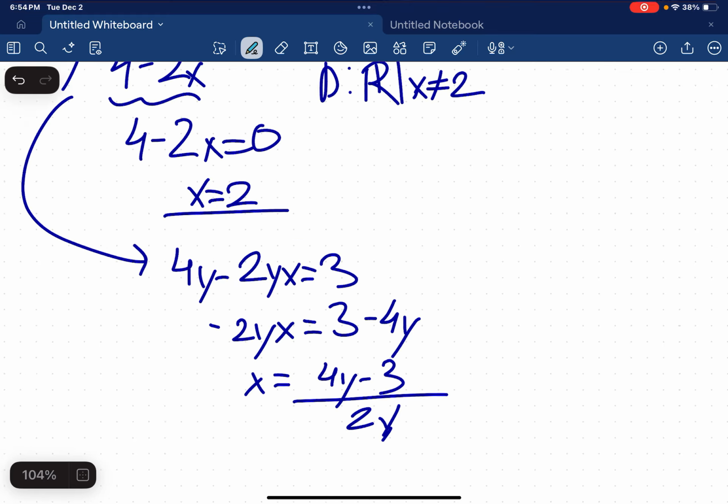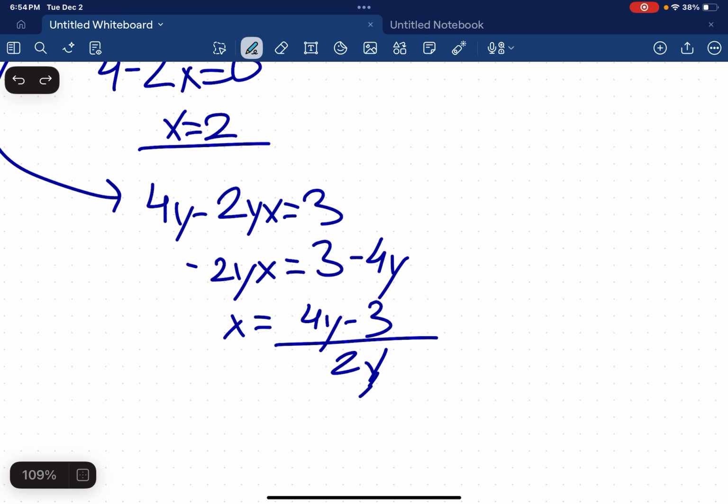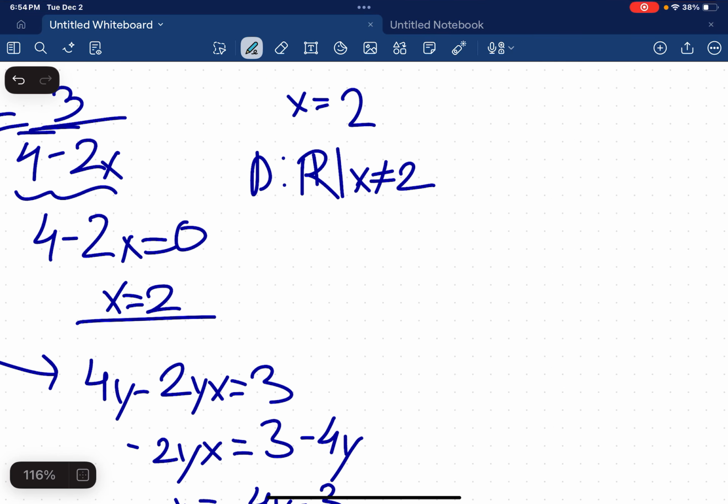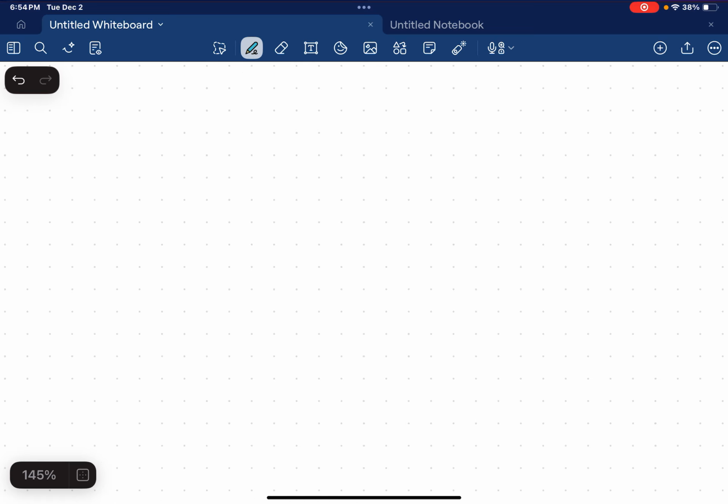And as we said last time with our x, this equation is true for all real numbers for y such that the denominator does not equal 0. And in this case, that means y cannot equal 0. So coming up here, we know our horizontal asymptote is going to be y equals 0. And that means our range is going to be all real numbers such that y does not equal 0. Okay, and this is our answer. On to number 2.